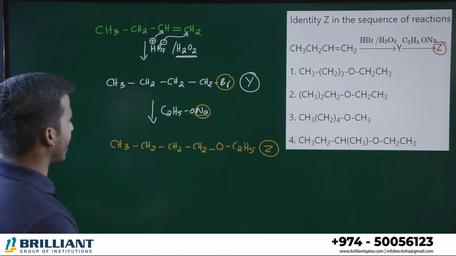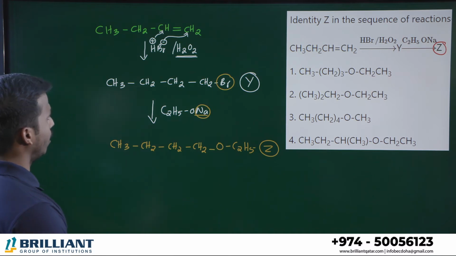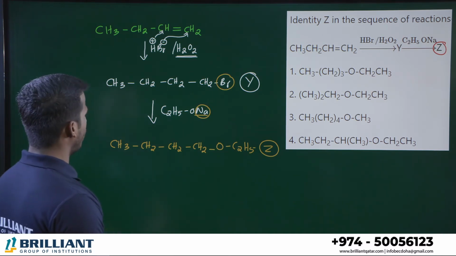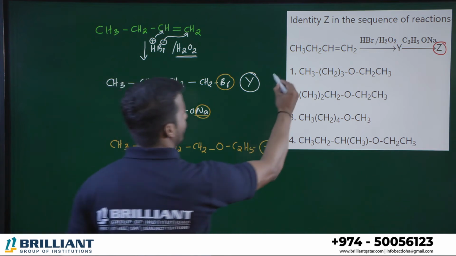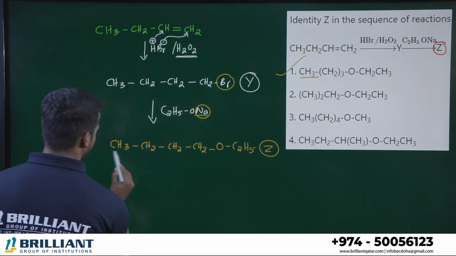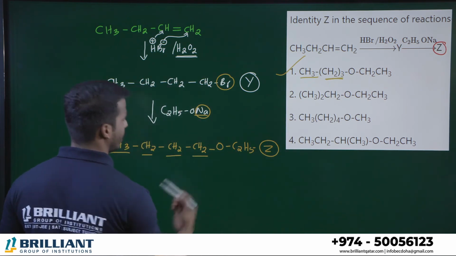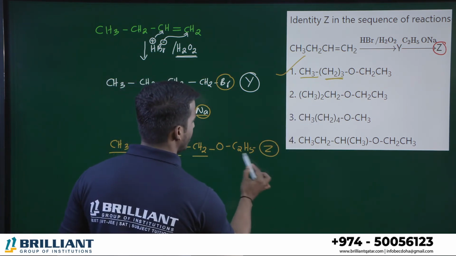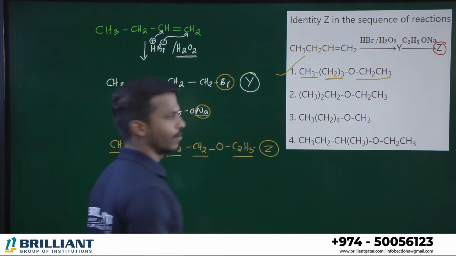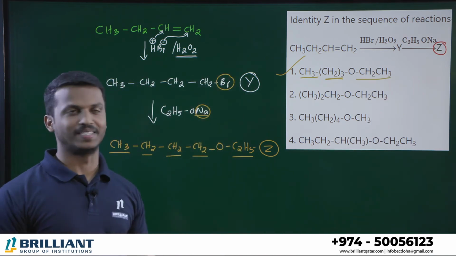Can you identify this answer anywhere? Shall we go with option A? Yes, option first one: CH3, CH2 thrice, CH2, CH2, CH2, oxygen. What is C2H5? CH2, CH3, right? Option 1 is the correct answer.